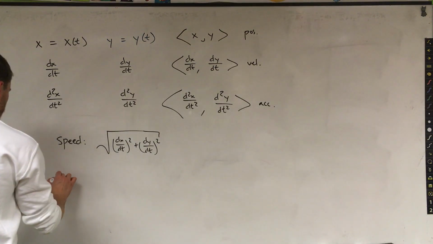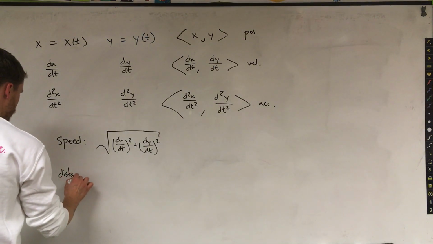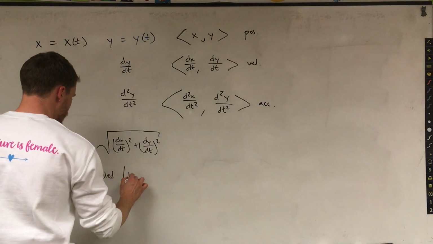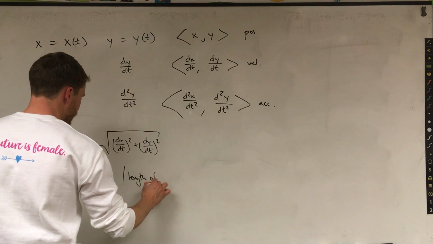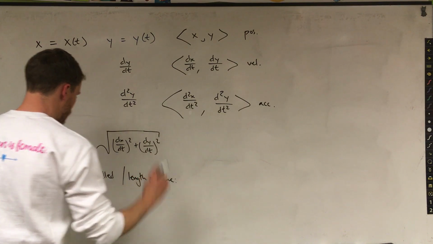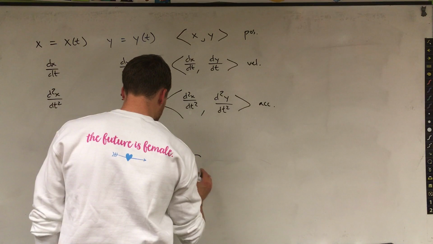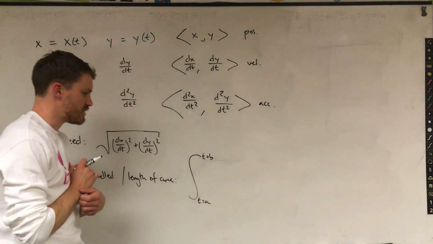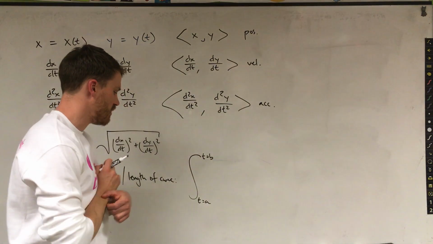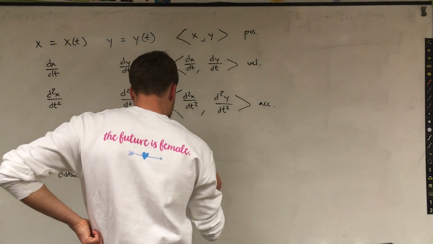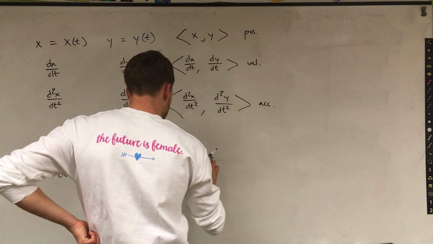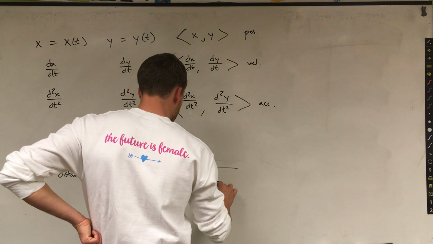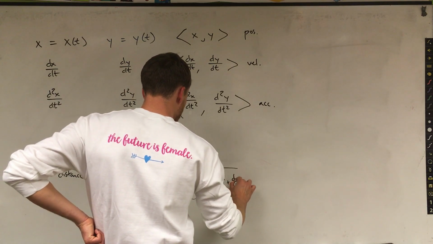We also know that distance traveled, aka in this case length of the curve, because the curve is what we're traveling, is given by the integral from t equals a to t equals b. I just put t equals a and t equals b there to remind ourselves that we're integrating over t values, of speed times a little bit of time.